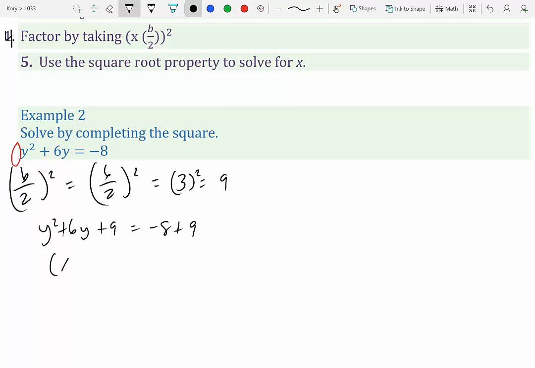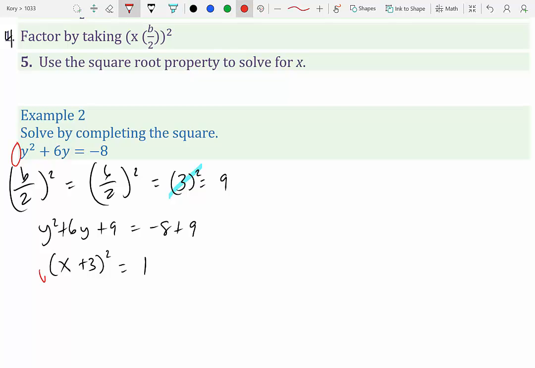So your factor is x and whatever half of b was, after you halved it. So that's 3, so plus 3. Now, if it was negative 3, then it would be minus 3. Then you square it, and we simplify the right to get 1.